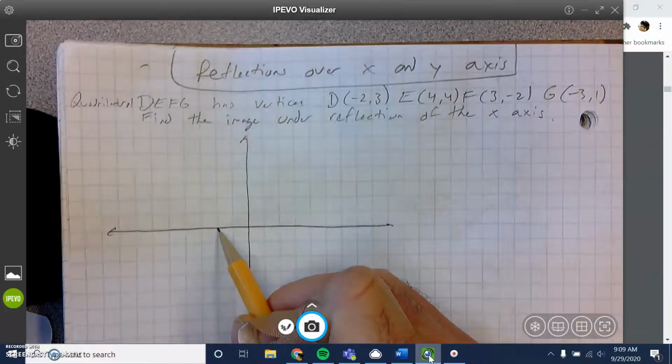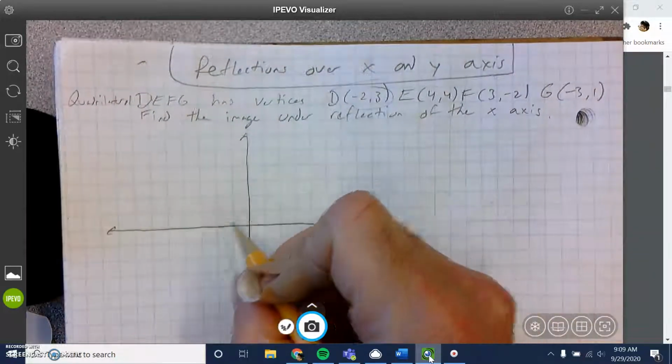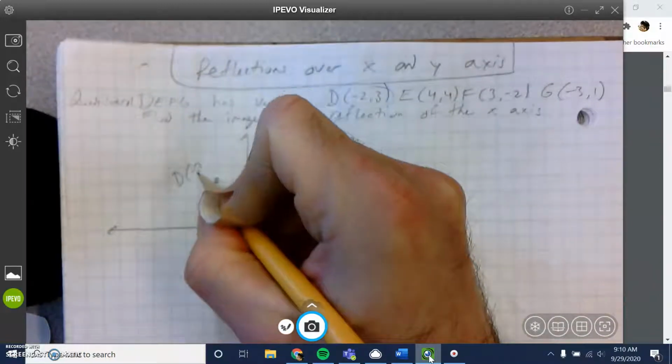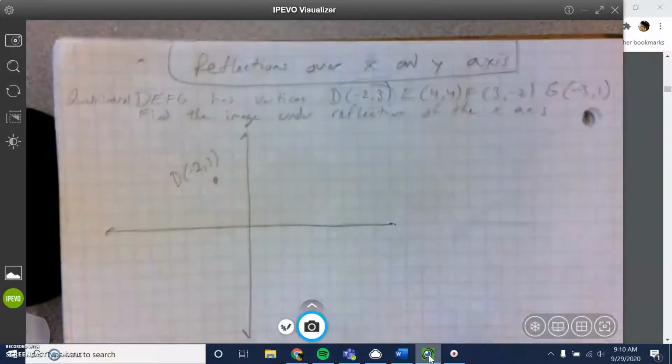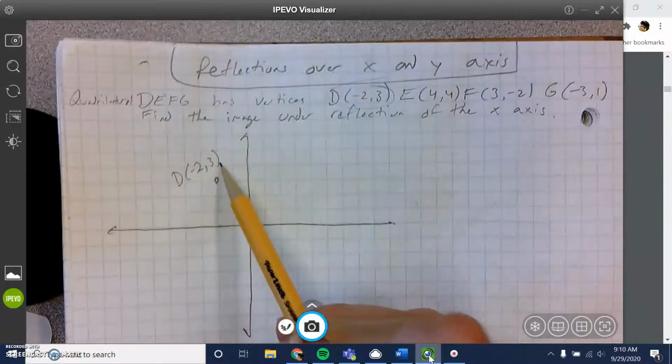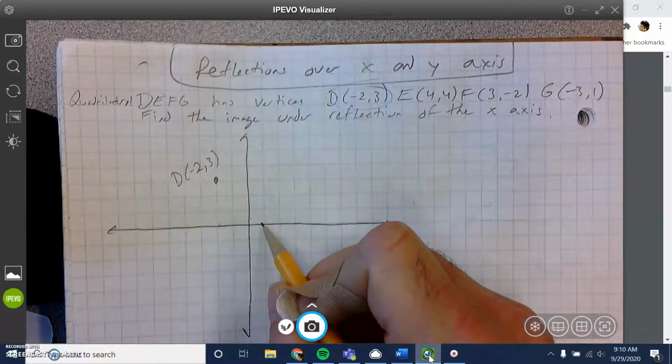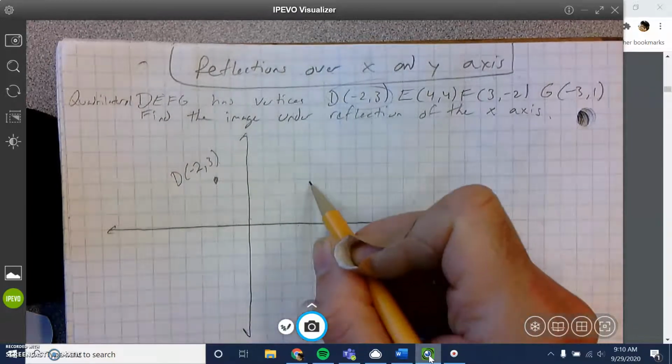So my -2, 3. We're going to graph D. -2, 3. So D, -2, 3. Make sure you write down the letter and the coordinate point. That's going to help you. E is 4, 4. 1, 2, 3, 4. 1, 2, 3, 4.